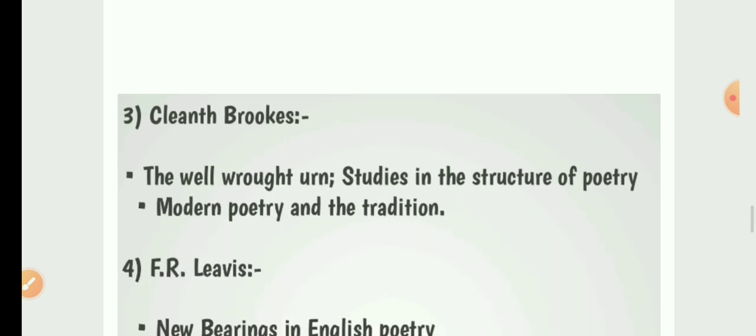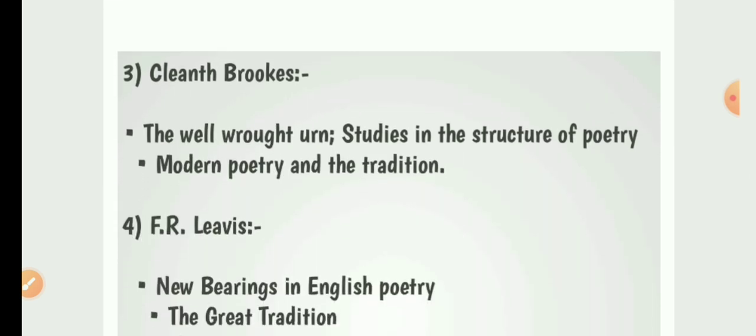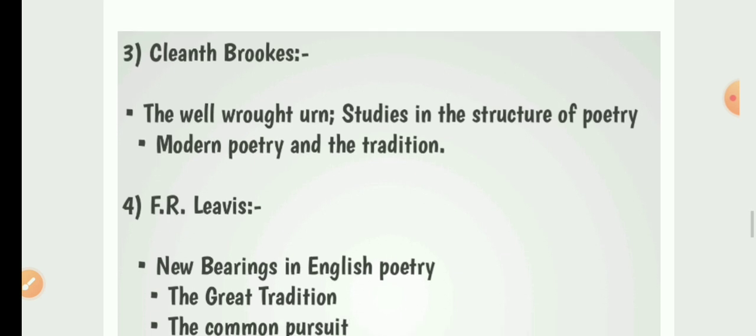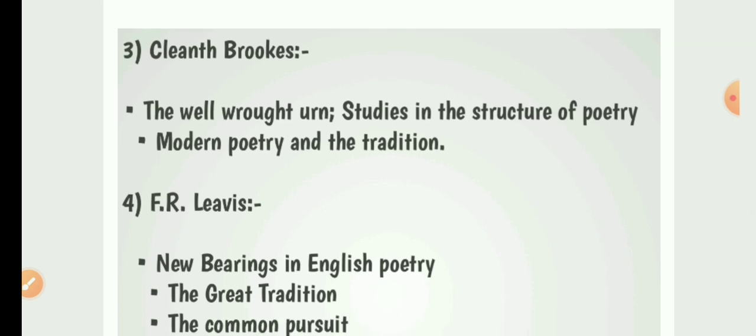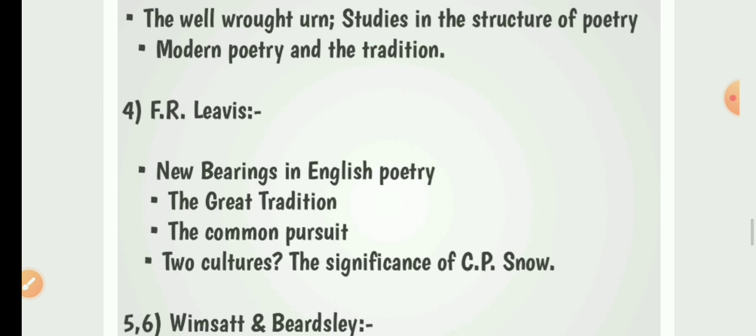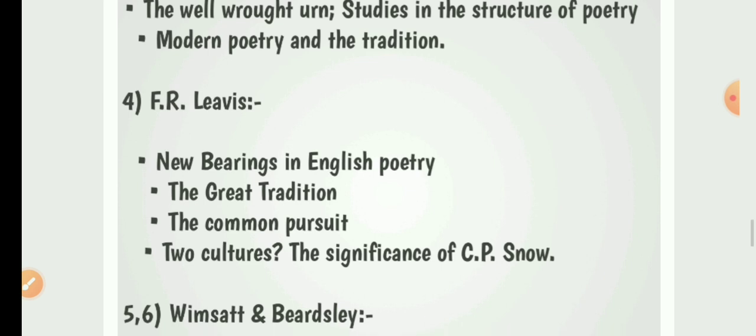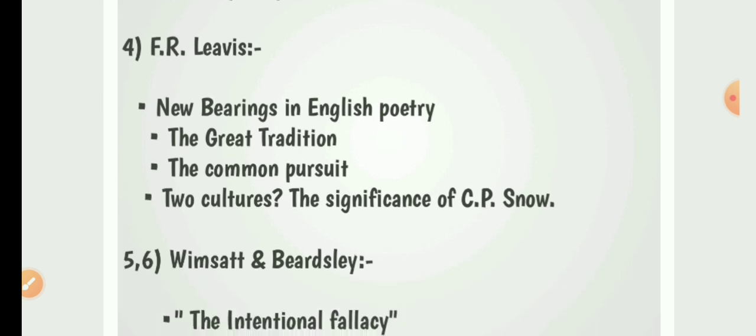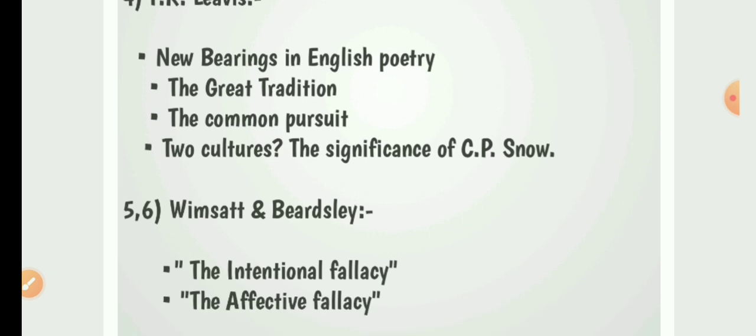Now we will see Cleanth Brooks. He was another critic of new criticism. His famous works were The Well Wrought Urn: Studies in the Structure of Poetry and Modern Poetry and the Tradition. And another one was F.R. Leavis. His major works were New Bearings in English Poetry, The Great Tradition, The Common Pursuit, and Two Cultures? The Significance of C.P. Snow.